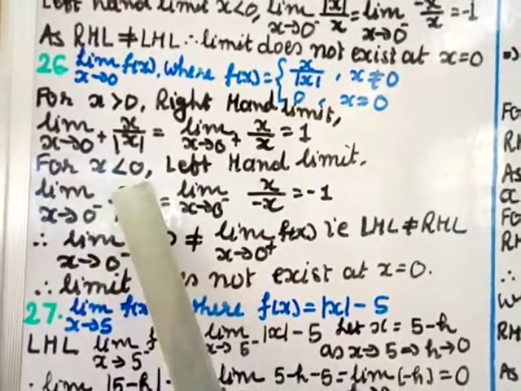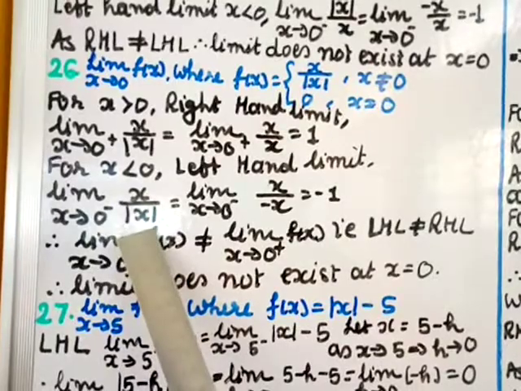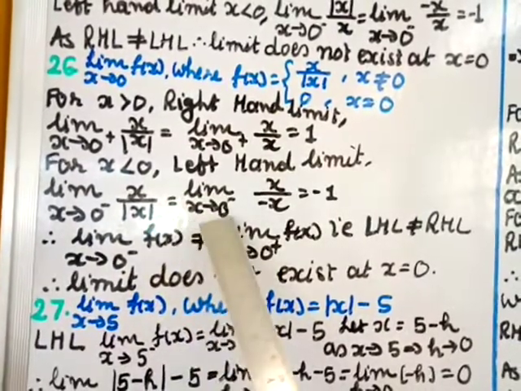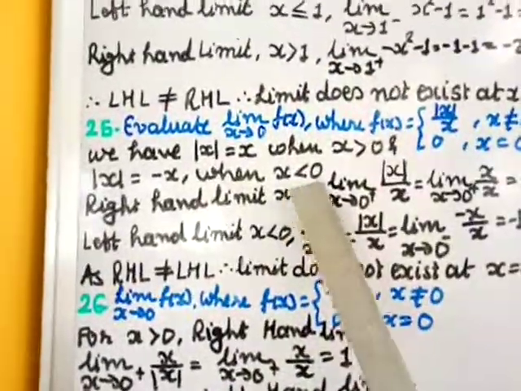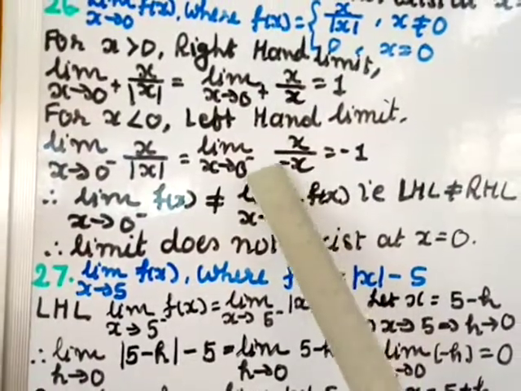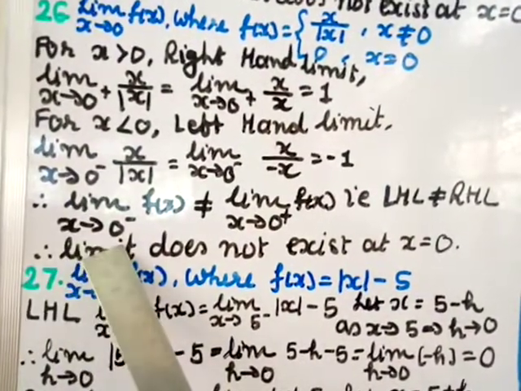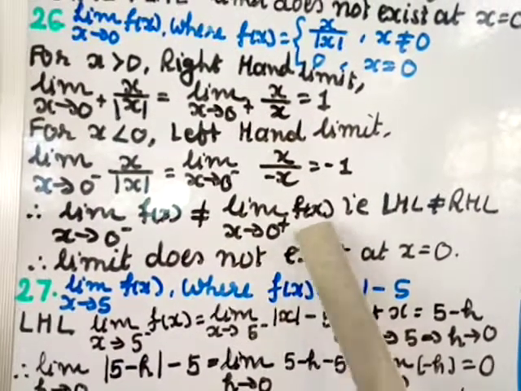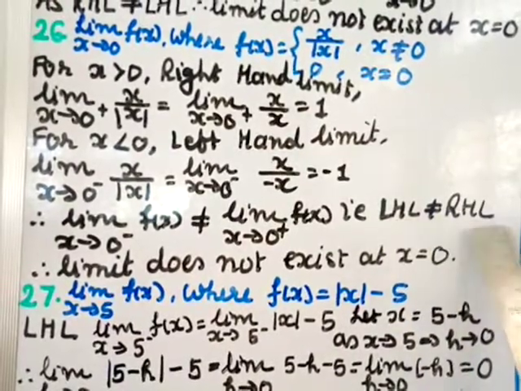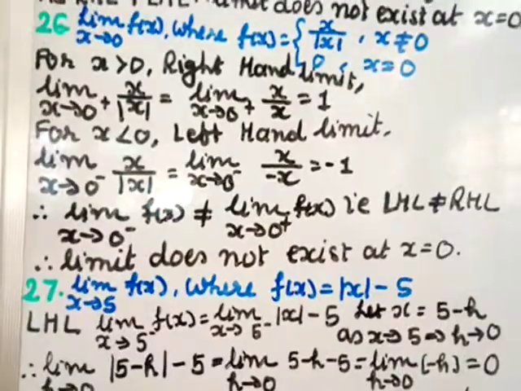For x less than 0, the left hand limit, limit x tends to 0 minus x divided by modulus of x, equals limit x tends to 0 minus x as it is, and modulus of x for x less than 0 will be minus x. So you put here minus x, so x by x is 1 and this minus is there, so equal to minus 1. That means limit x tends to 0 minus f(x) is not equal to limit x tends to 0 plus f(x). That is left hand limit is not equal to right hand limit. Therefore, limit does not exist at x equal to 0.